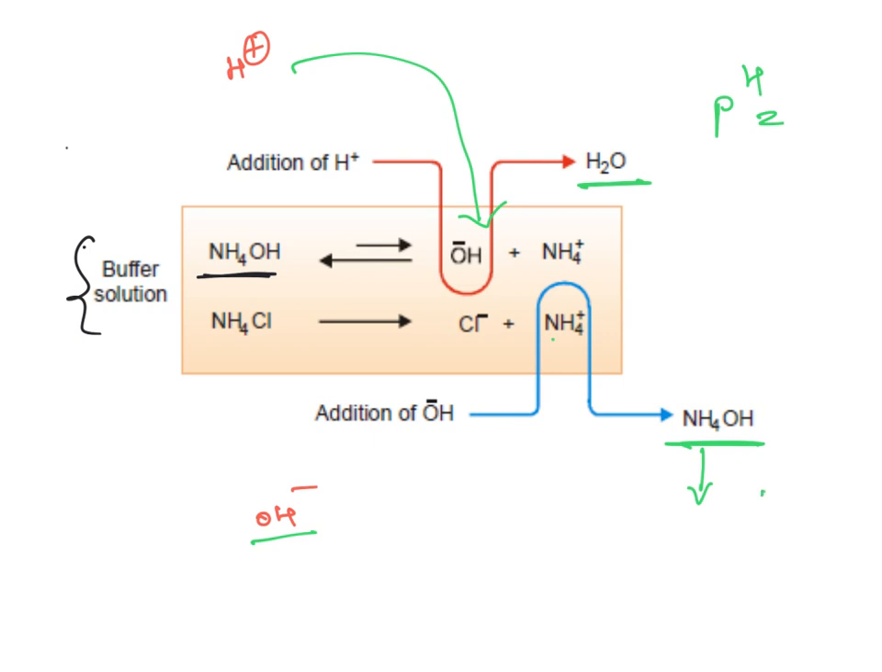So here, by addition of acid and by addition of base, in both cases the pH remains approximately the same, and that's why we call this combination a buffer solution, and this is an example of a basic buffer. Whenever we are adding acid, OH minus is taking care. Whenever we are adding base, the ammonium ion NH4 plus is taking care. As a result, the pH of the solution is constant. That's why we call it a buffer solution.